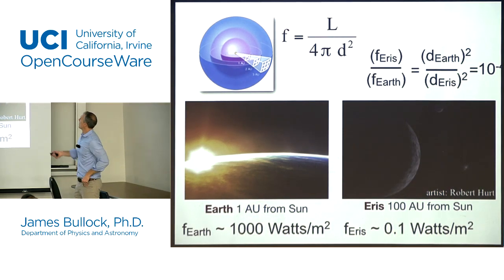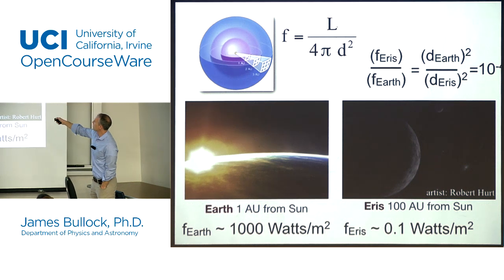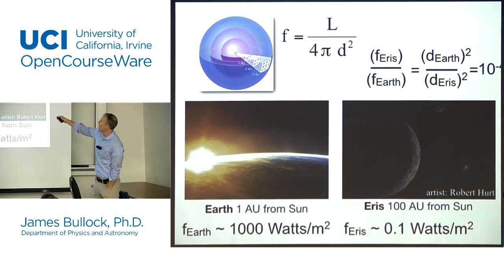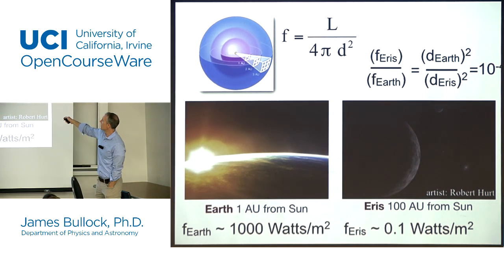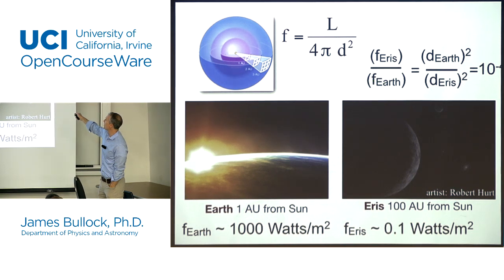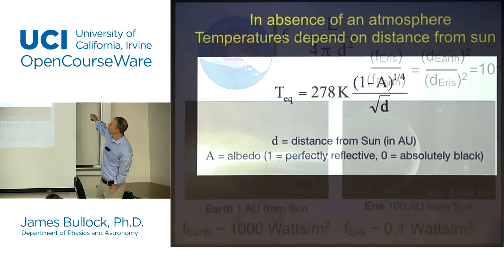Okay. So I worked this out here, but basically if you have the flux, which goes like luminosity over 4 pi d squared, the flux at Eris divided by the flux at the Earth is just the distance to the Earth squared divided by distance to Eris squared, that's 10 to the minus 4. This got cut off, but it's 10 to the minus 4.